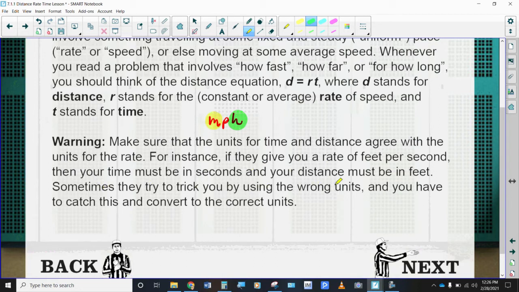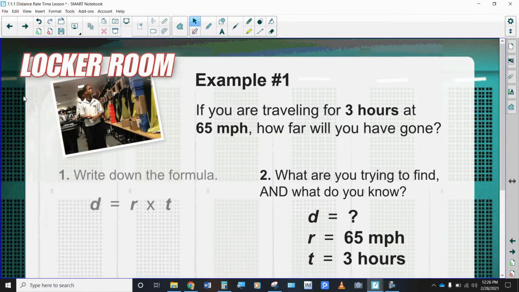Sometimes they will try and trick you by using the wrong units, and you have to catch this and convert to the correct units. For instance, they might give you a rate of speed in feet per second, but then when you declare your answer, you've got to give your answer in a number of miles. So you would have to do the conversion from feet to miles, and it makes things a little bit more complicated. But I've purposely not done that today. We're just going to go over the basics of how this formula works.